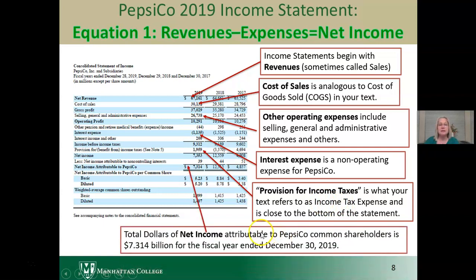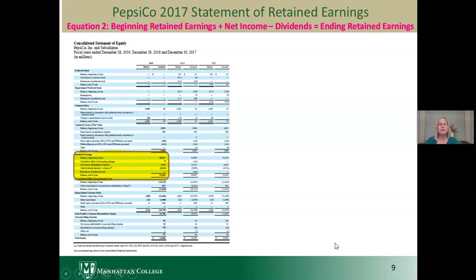Net income is the bottom of the financial statement. Remember, revenues minus expenses is net income. You'll see there's a couple of net income numbers, but we want to see the net income number that's attributable to PepsiCo common stockholders. So despite having $67 billion in revenue, after deducting all the expenses, there's $7.3 billion available for PepsiCo's common shareholders. So if you owned a share of stock in PepsiCo.